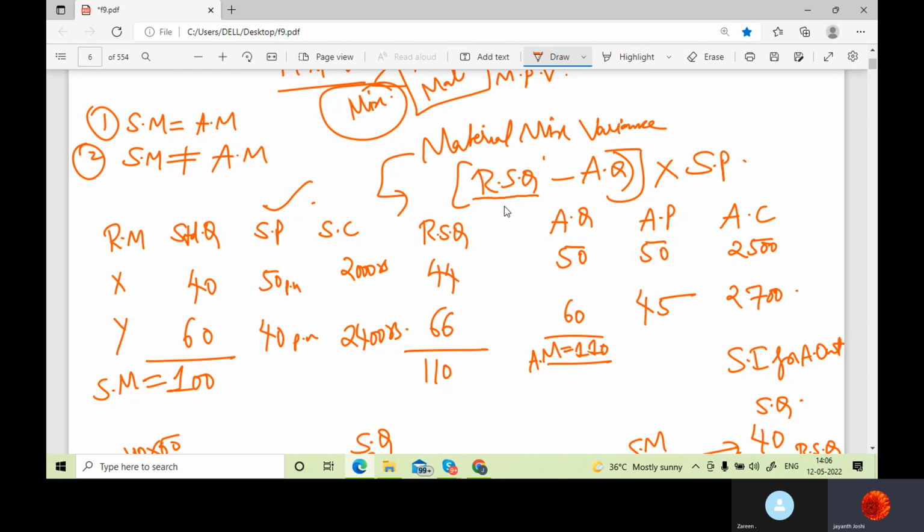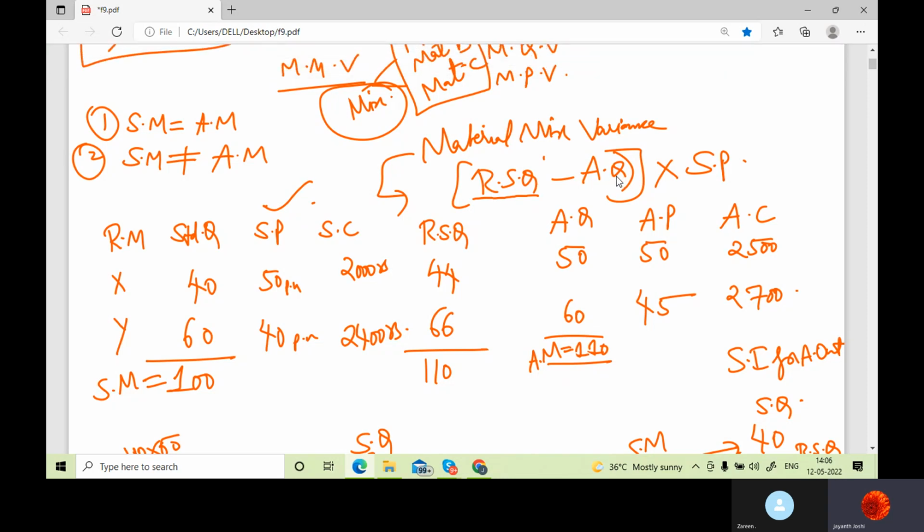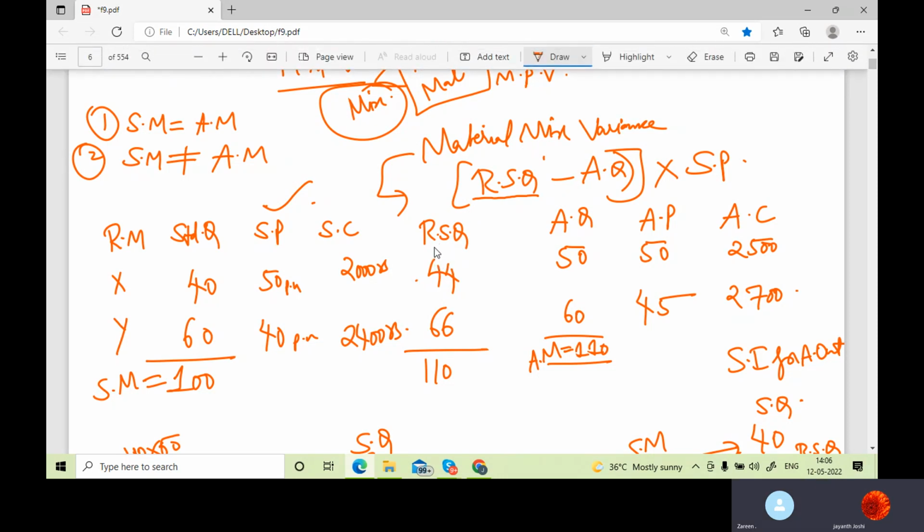See, the actual quantity we are using is 50. We made an estimate of 44, and we are using 50 in reality. That's more we are using. That's adverse, correct or wrong? Adverse, or unfavorable, yes.